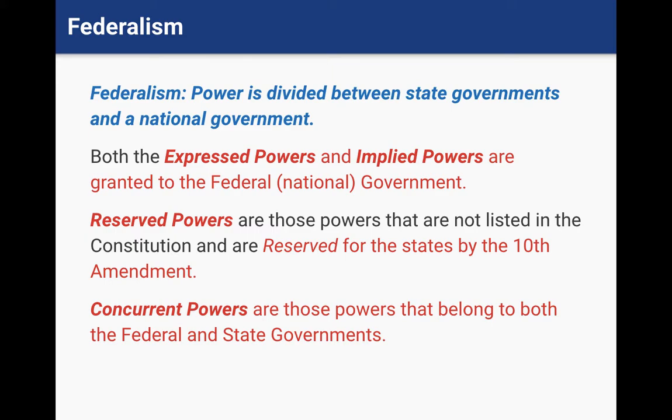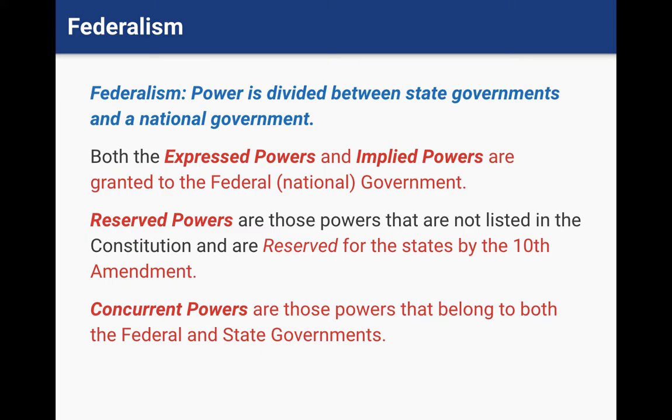Okay. Remember, we talked about some of the different types of powers. We had expressed and implied powers. Okay? Those are both going to be granted to the federal government. That's through the U.S. Constitution. Remember, Article 1, Section 8 is where you can find the express powers of Congress. Article 2, Section 2, the express powers of the executive branch. And implied powers are granted to Congress via the necessary and proper clause at the end of Article 1, Section 8.